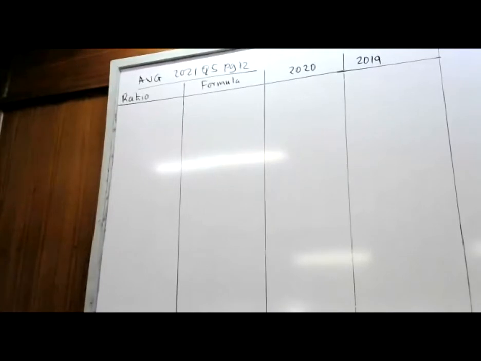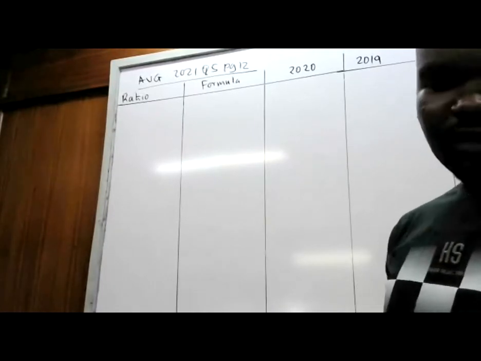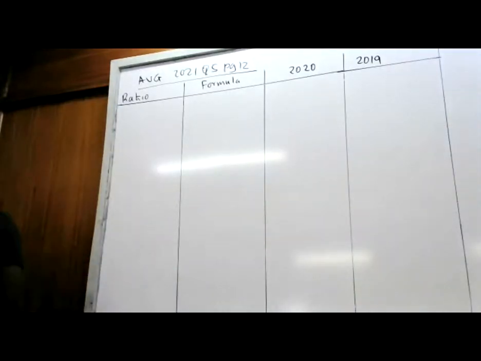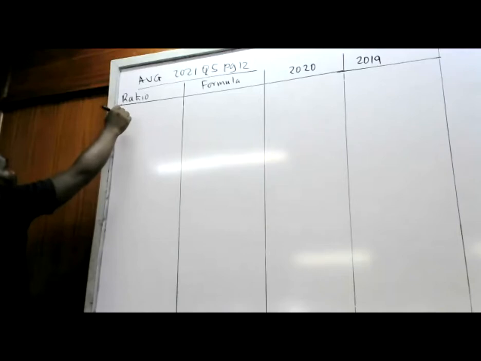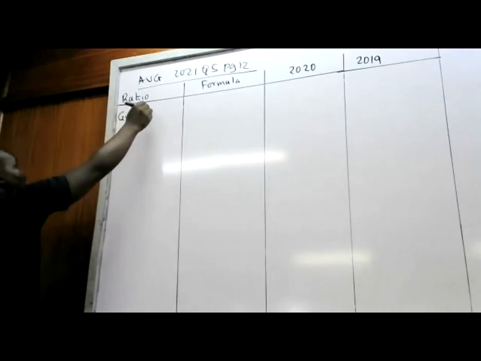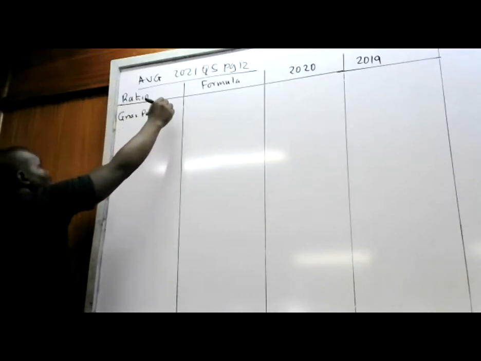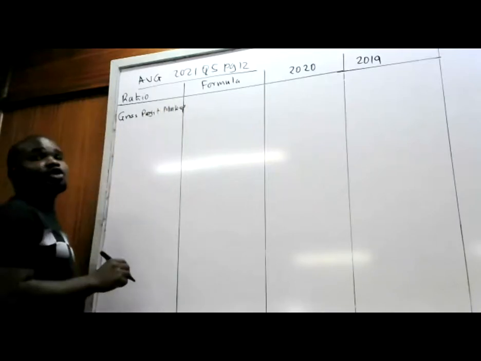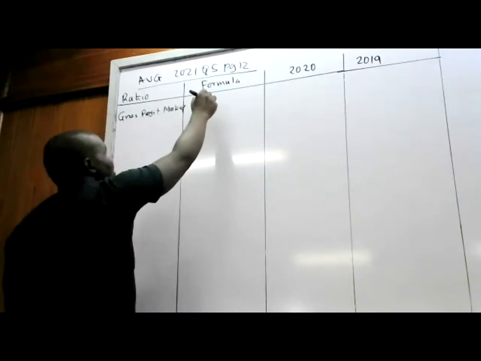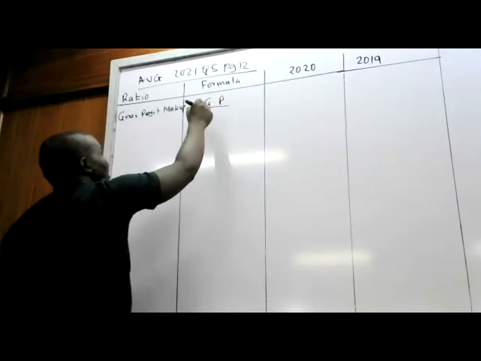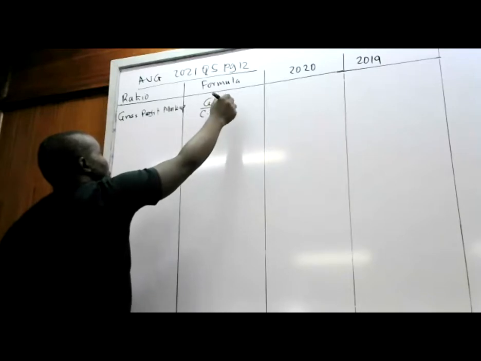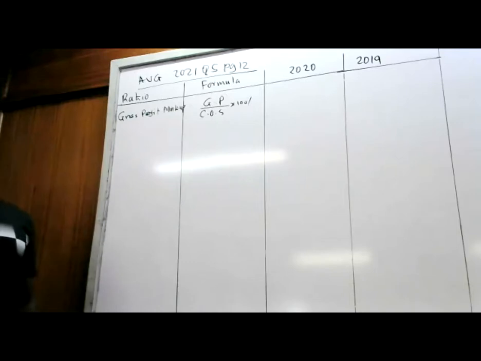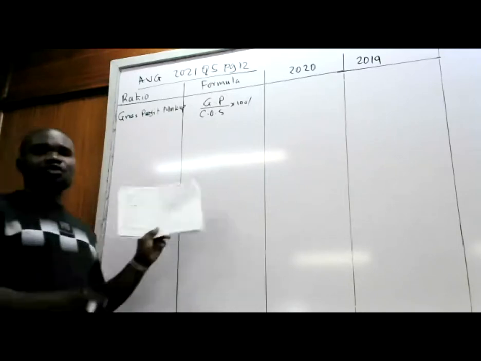So we start. The first ratio they want is which one? Gross profit markup. You give us the formula. The formula is the GP divided by cost of sales, you multiply by 100%. So you just go to your profit account, the one they have given us.